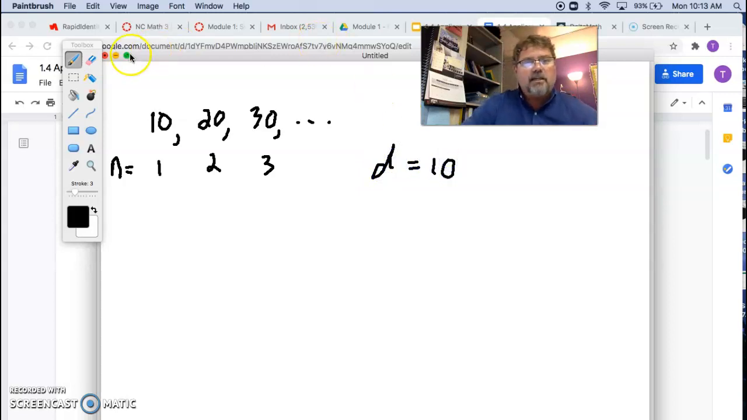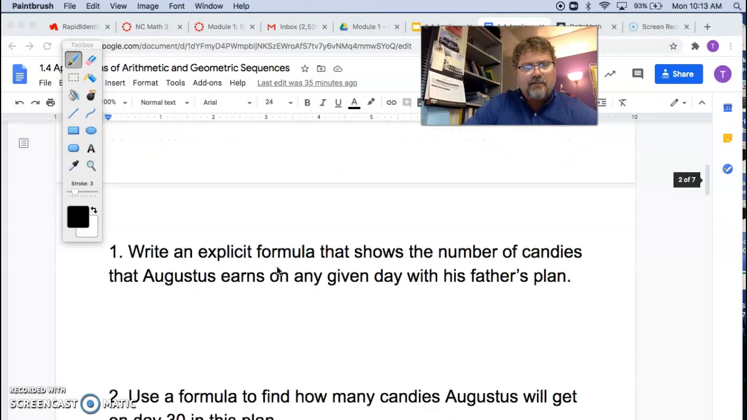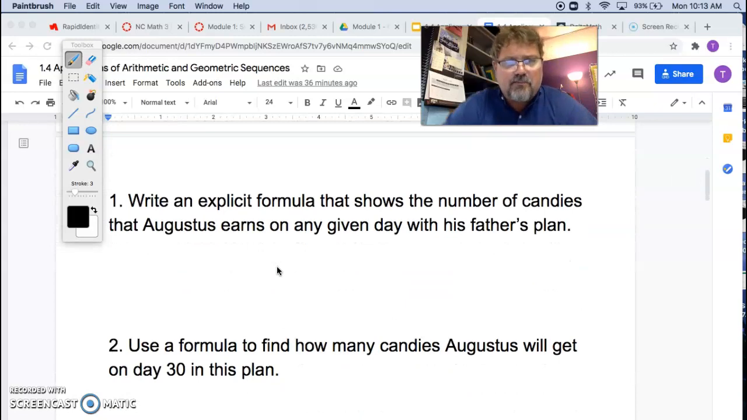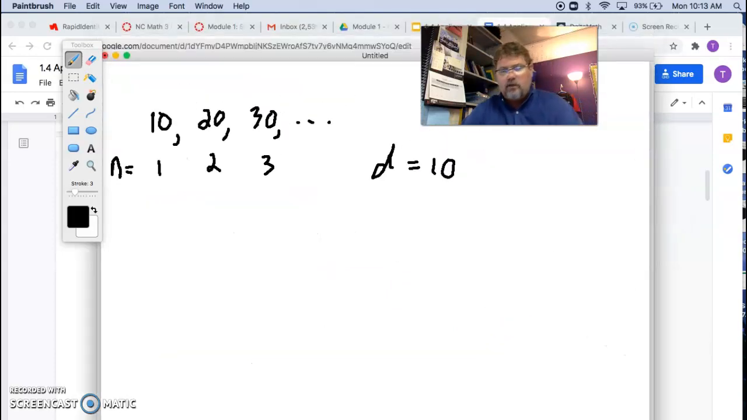All right, so let's come back in here and see if they're asking me some questions about this thing. Here's the first question. Write an explicit formula that shows the number of candies that Augustus earns on any given day with his father's plan. Okay, so that's sort of what we already started working on there. So let's clean this up and go at it here with an explicit formula. You could use a sub n, or you can use f of n. You know what, to mix things up, I think I'll use a sub n.